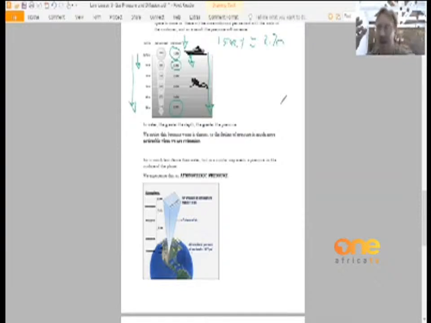So with our normal sensitivity, we don't pick up much in terms of shifts in atmospheric pressure. To do that, we need to build special equipment, specifically an instrument called a barometer.